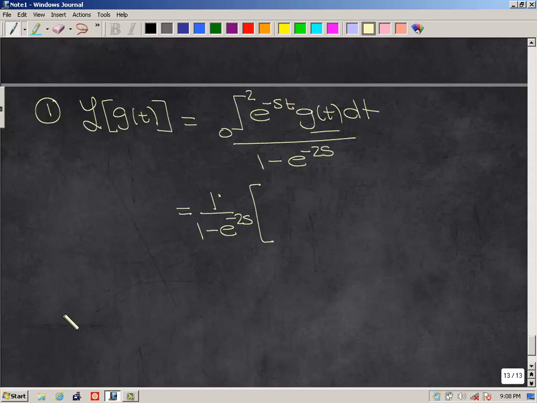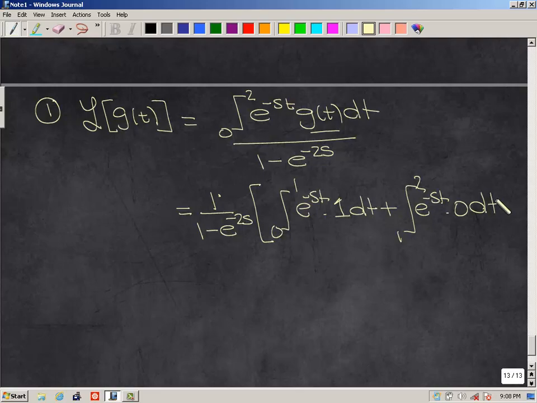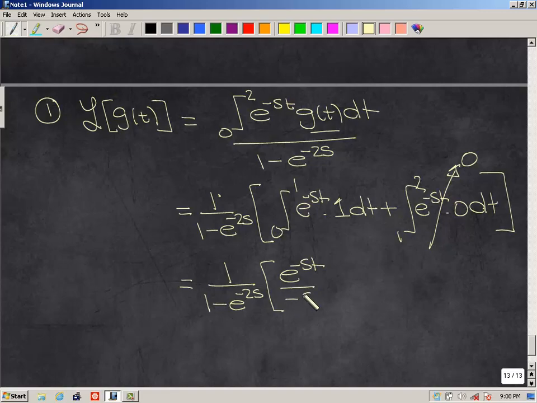Then I'm going to go from 0 to 1, e to the minus st, where g is 1 between 0 and 1, and then after that from 1 to 2, g is 0, dt. So this is just going to be 0, so it's gone. We just need to integrate this. That's a very trivial integral. We get 1 over 1 minus e to the negative 2s, times e to the minus st over negative s if you do a u substitution for the exponent.